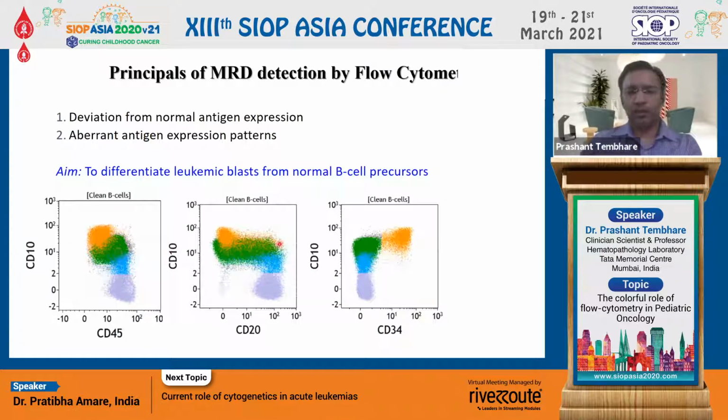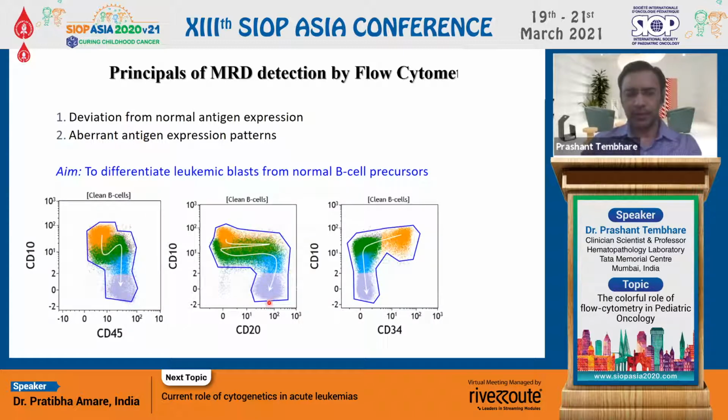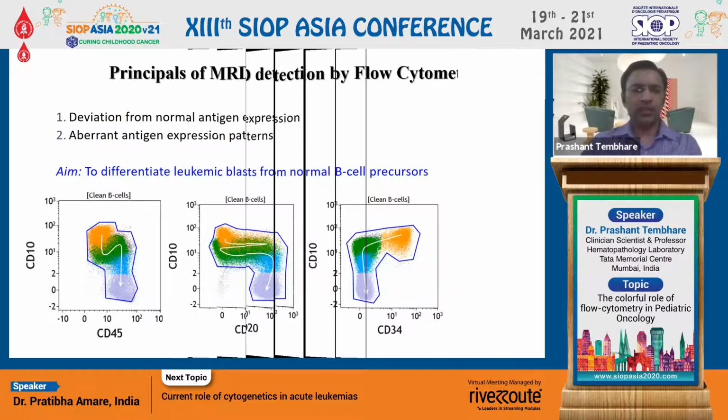We have normal B cell precursors, that is hematogones. They follow a normal maturation pattern. No matter which population in the world, they follow the same maturation pattern. So what we do is put gates outside this pattern, and if the cells are outside this gate, we know these cells are abnormal. This is just an example.